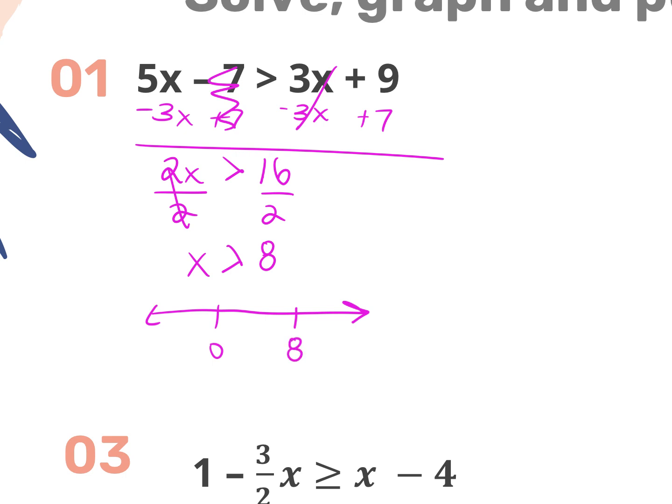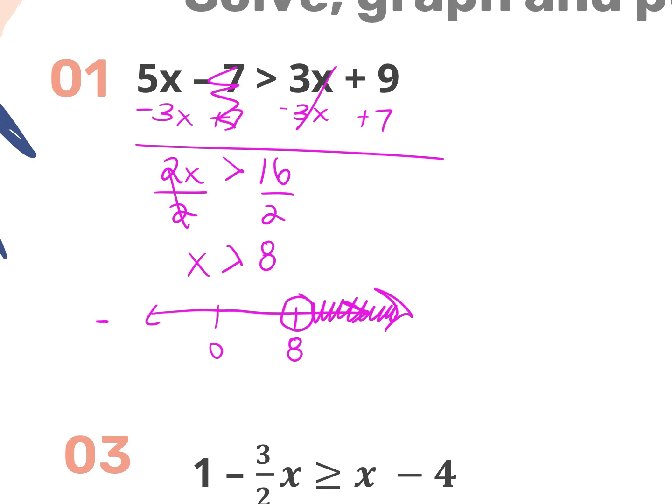What kind of a dot am I going to put at 8 if it's just greater than? It's open. This is an open circle. Does it include 8? No. And then which way are we going to shade if it says x is greater than 8? To the right, okay? So like this. There's your shading. Now we're going to write an interval notation.